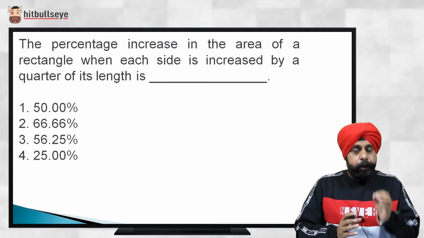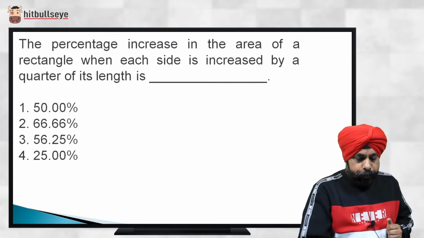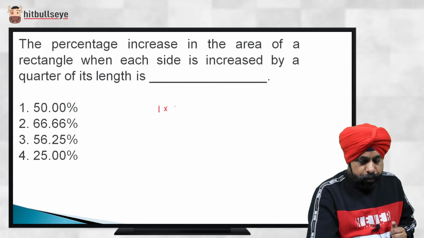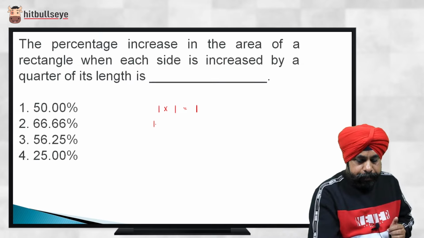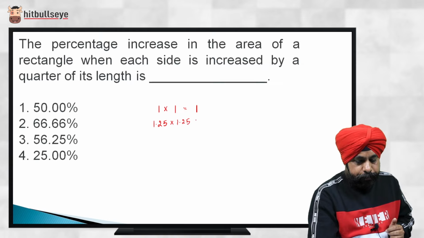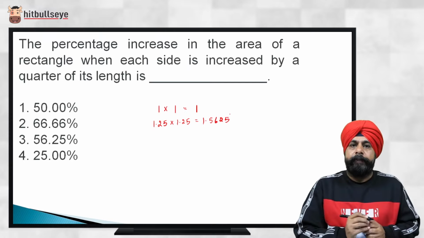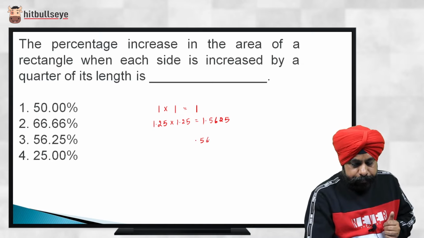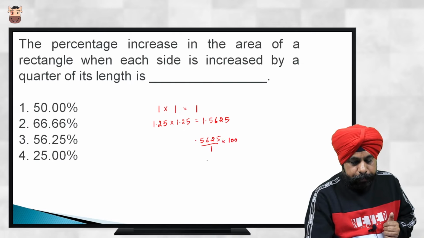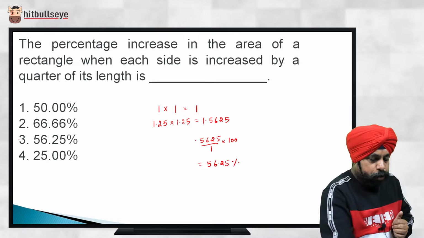Now, we know there are 2 ways of solving this, people. One, if you take the original side to be 1, length also, breadth also, 1 into 1 is equal to 1, people. Now, when each side is increased by 25%, it becomes 1.25 into 1.25 is equal to 1.5625. So people, 1 becomes 1.5625. The increase is 0.5625 on the original value of 1, which in percentage terms will become 56.25%. Right? So it is the third option.